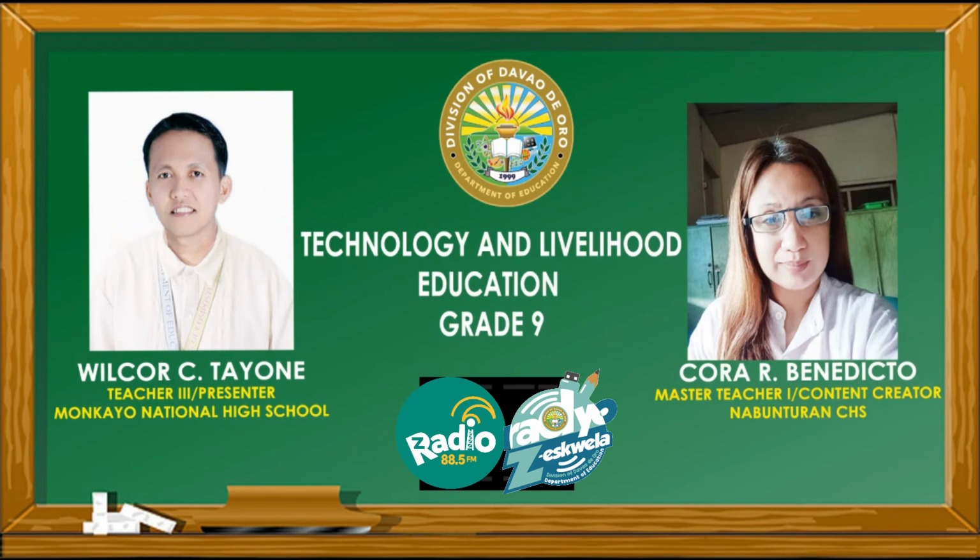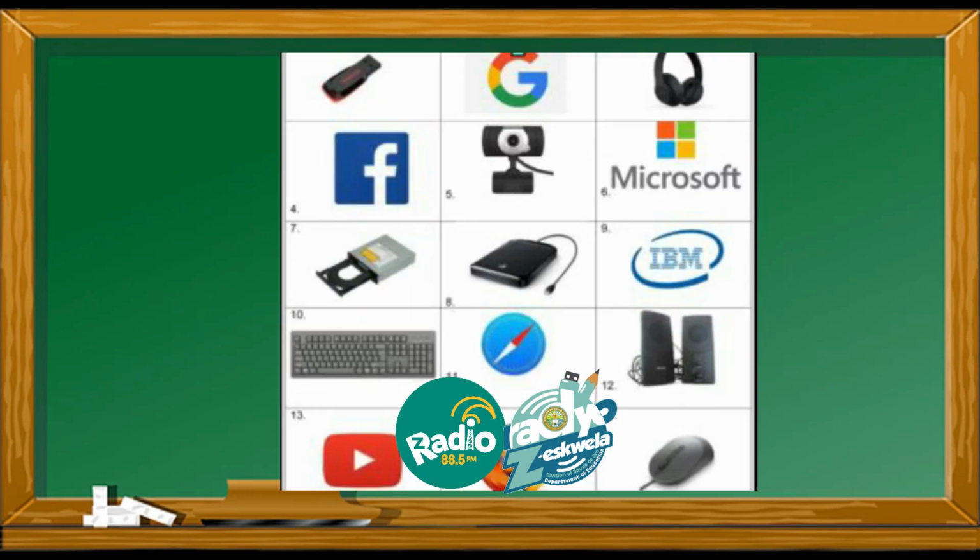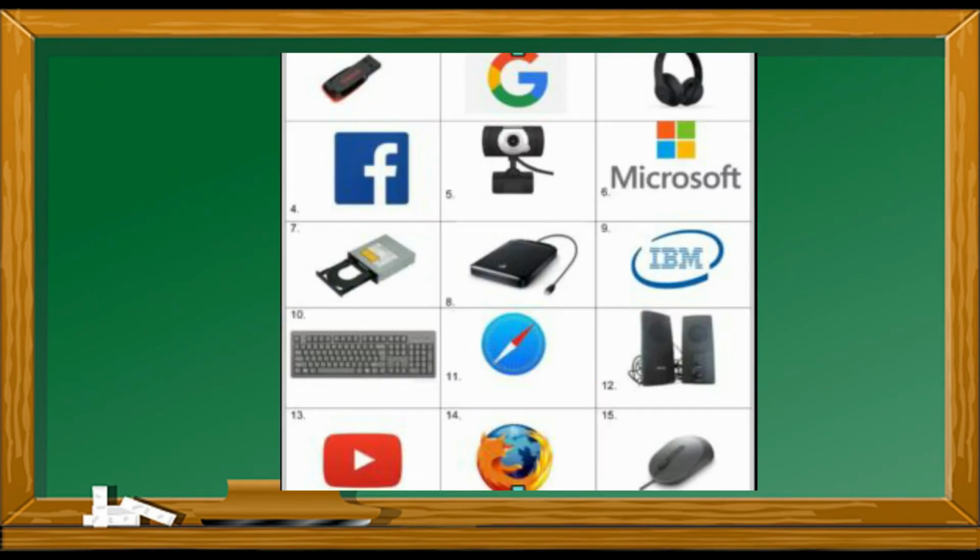What's more, you have learned to know things related to the computer system. In this activity, you are going to classify the following logos and pictures to which they belong. Write H for hardware and S for software. Place your answer on your activity sheet.